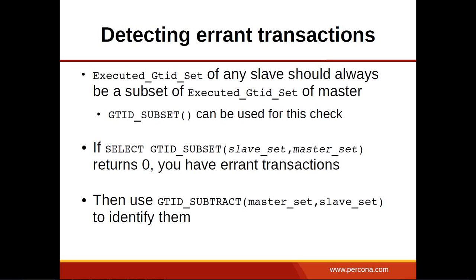And to identify the errant transactions, you can use another function added in 5.6, which is GTID_SUBTRACT.